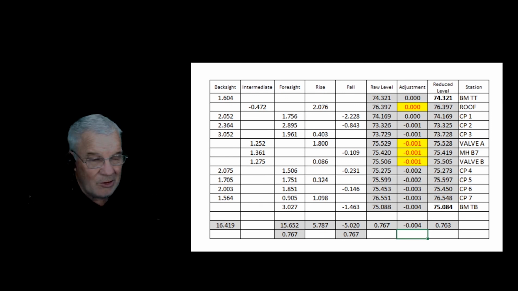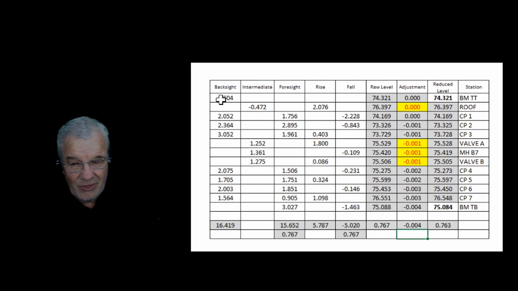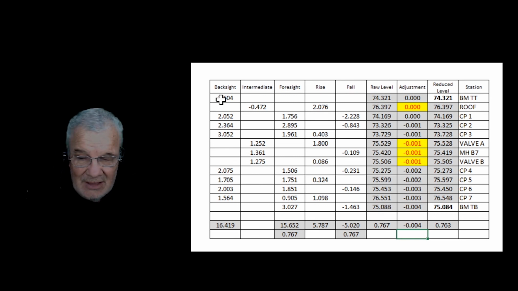Remember a couple of little tips to count the back sights. That'll tell you how many setups there were, especially if you're going on to determine the error. Back sights, there'll be the equal number of foresights as well. And yeah, just fill in the grey areas.